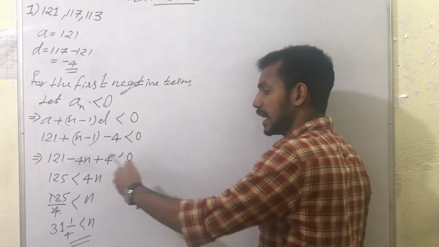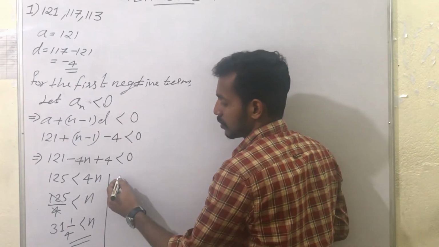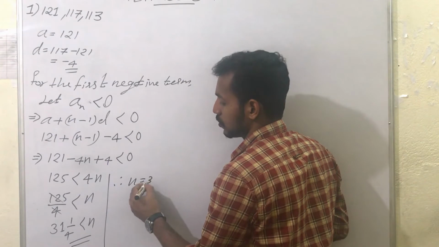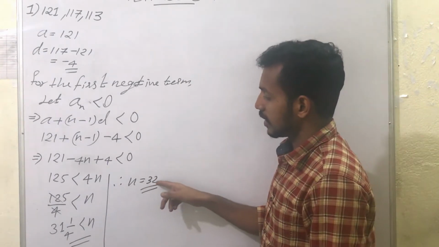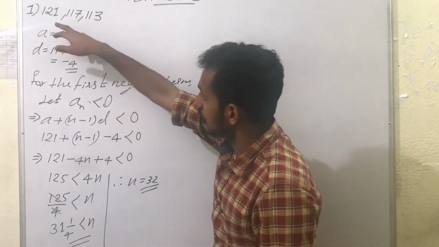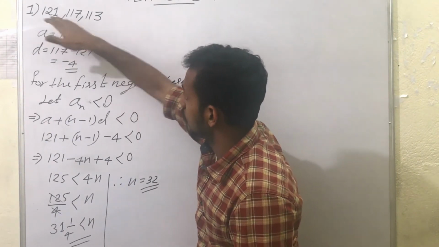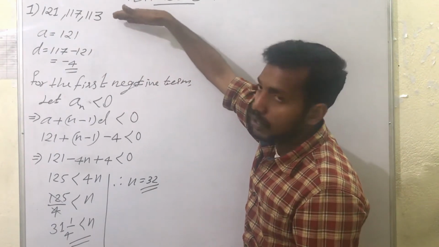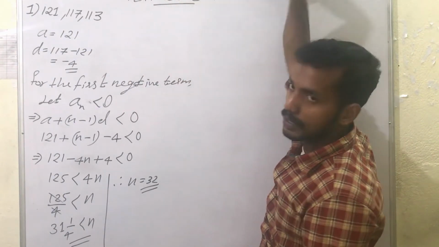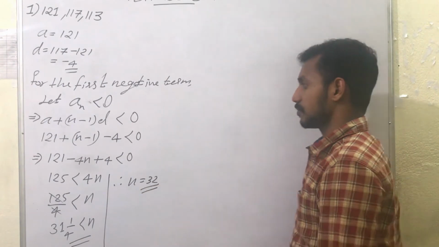That means n should be greater than 31, so the next integer will be 32. Therefore, n is equal to 32. The 32nd term will be the first negative term of this AP. Because we can already see from this AP that the common difference is negative, so the value of the terms keeps decreasing. Finally, it will become negative. So the first negative term will be the 32nd term.